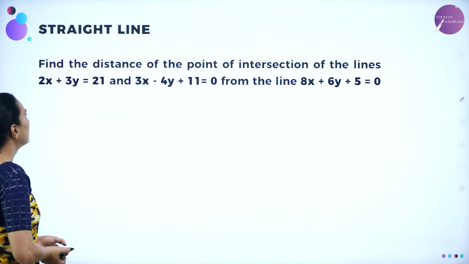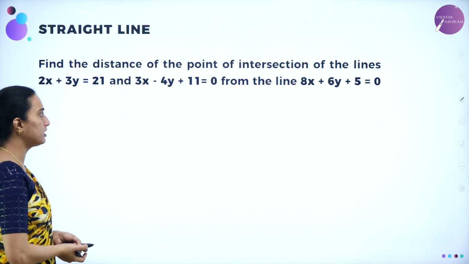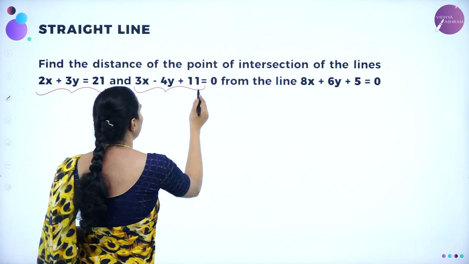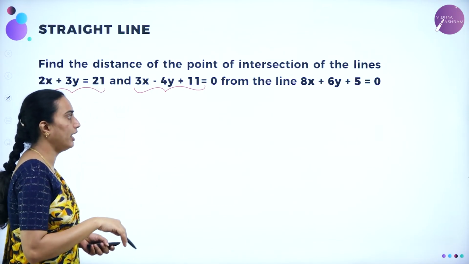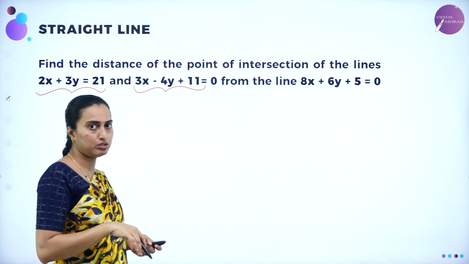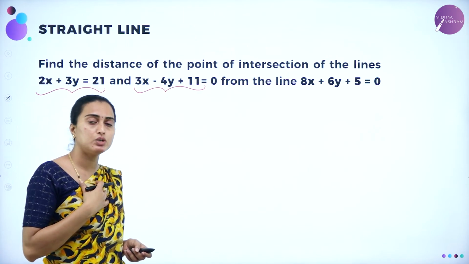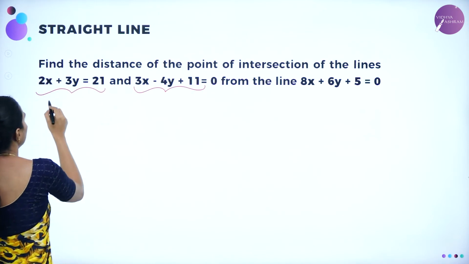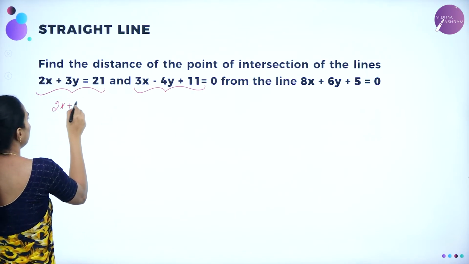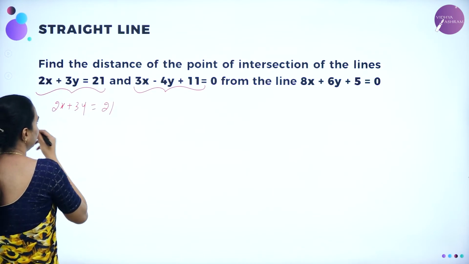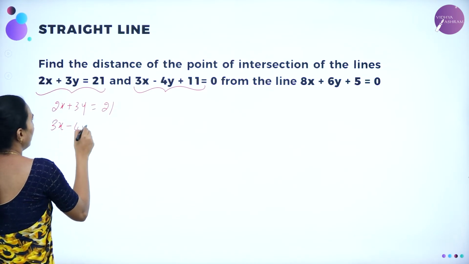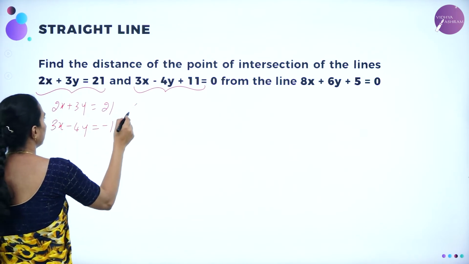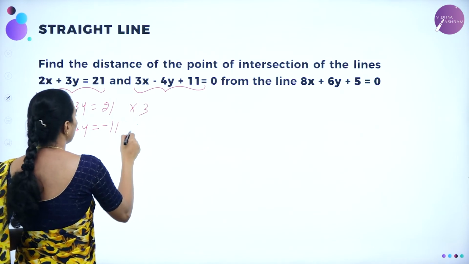What they have asked: find the distance of the point of intersection of the lines 2x plus 3y is equal to 21, 3x minus 4y plus 11 equal to 0 from the line 8x plus 6y plus 5 equal to 0. What do I need to do? Point of intersection means you already know solving the simultaneous equations. So here write these two equations: 2x plus 3y is equal to 21, 3x minus 4y is equal to minus 11. Now here you can multiply this by 3, and this by 2.